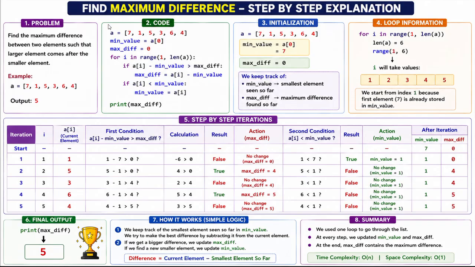Here the goal is to find the maximum difference. The problem is: find the maximum difference between two elements such that the larger element comes after the smaller element. Here this is the example: 7, 1, 5, 3, 6, 4. And here this is the code.